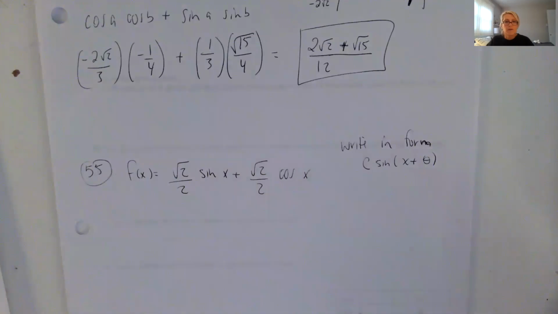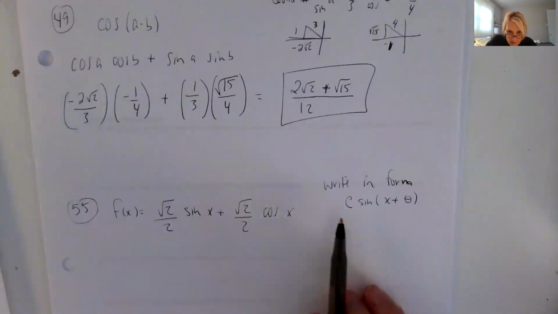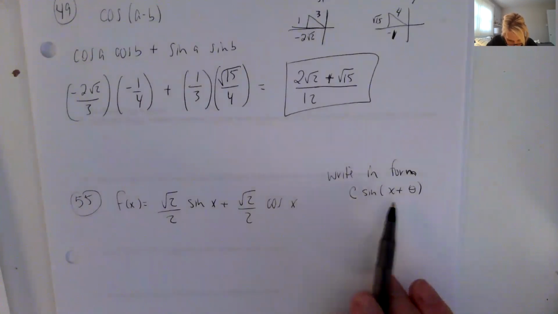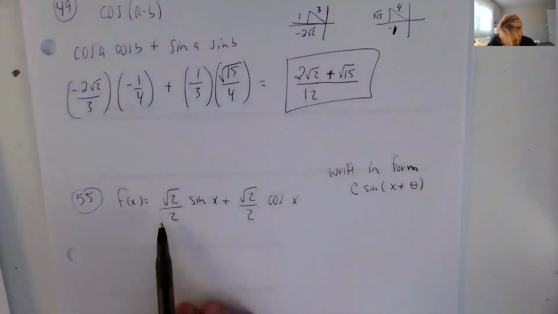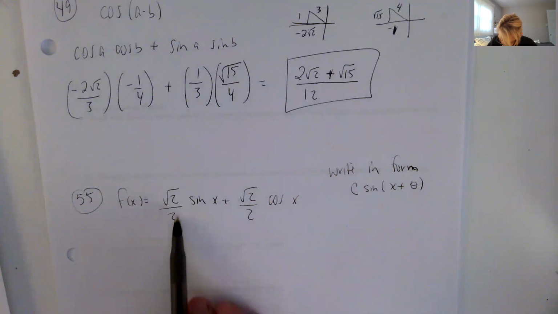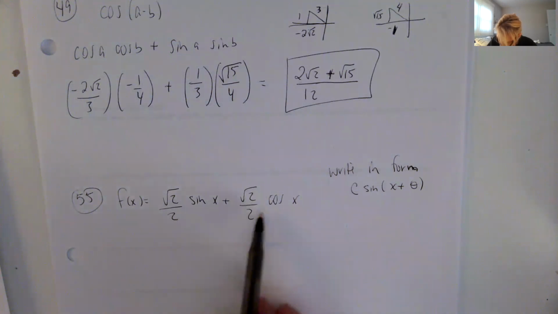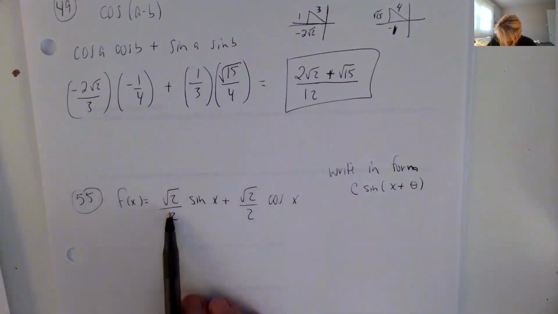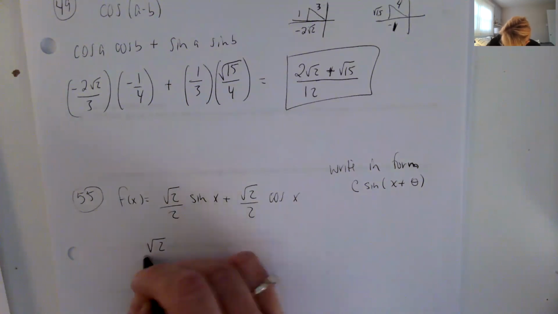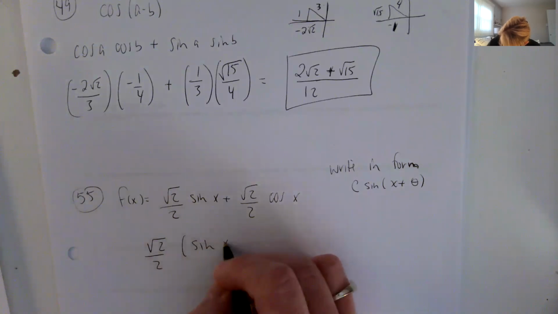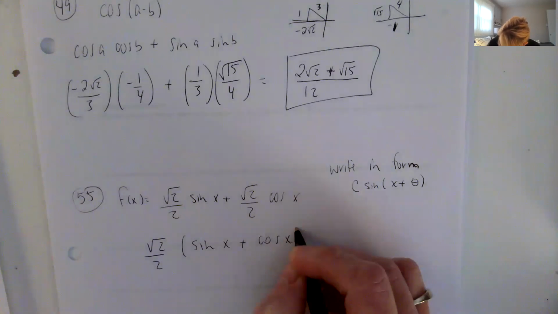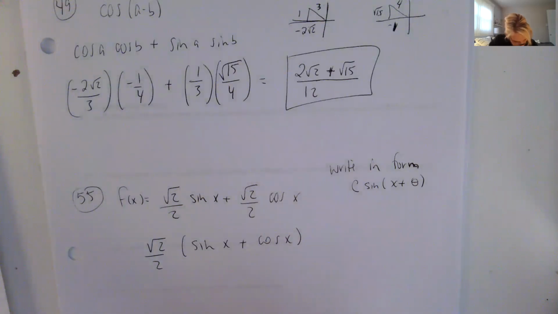Okay, so let's look at number 55. 55 says write each function in the form of C times the sine of x plus theta, where theta has to be between 0 and 2 pi. So we have f of x equals square root of 2 over 2 sine of x plus the square root of 2 over 2 cosine of x. So we could pull that out front, square root of 2 over 2, and then we've got the sine of x plus the cosine of x. And we want to write this in the form of sine of x plus theta.